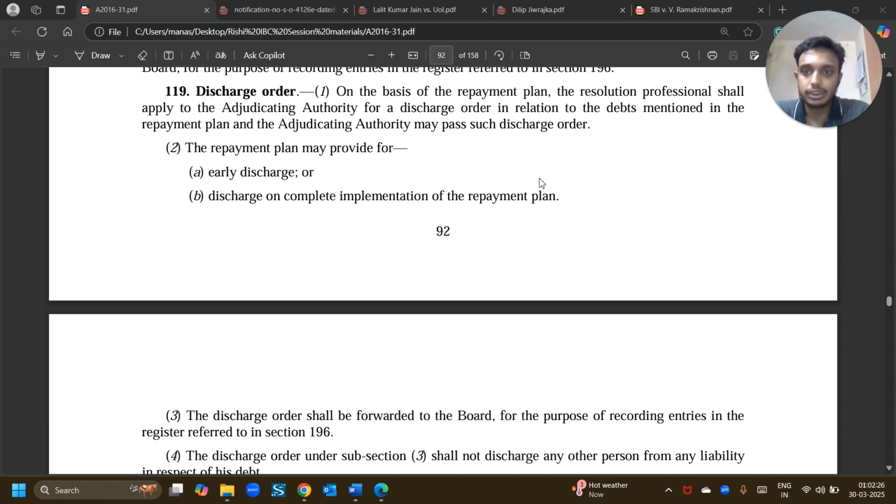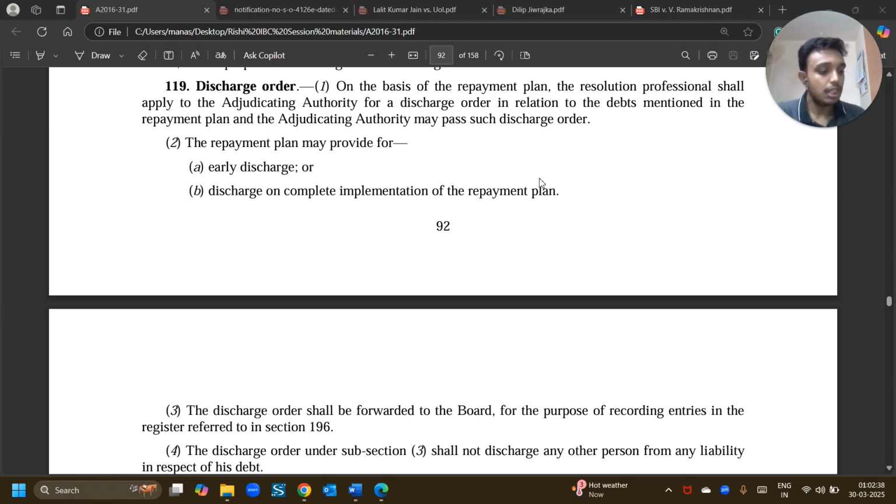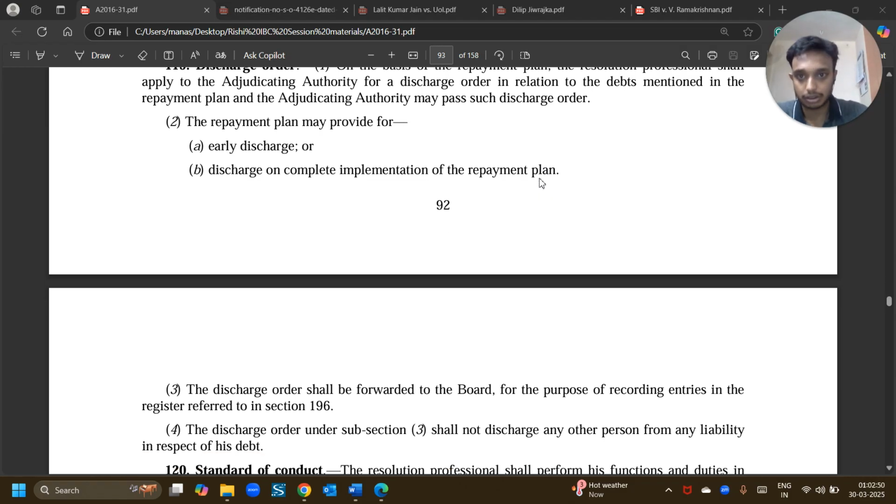Now coming to section 119, which deals with the discharge order. Subsection 1 says, on the basis of the repayment plan, the RP shall apply to the adjudicating authority for a discharge order in relation to the debts mentioned in the repayment plan. Now here this is one additional order. An order which first admits the application, or an order which allows the repayment plan, etc., are different. Here this third step is mandatorily required, which is the passing of the discharge order.